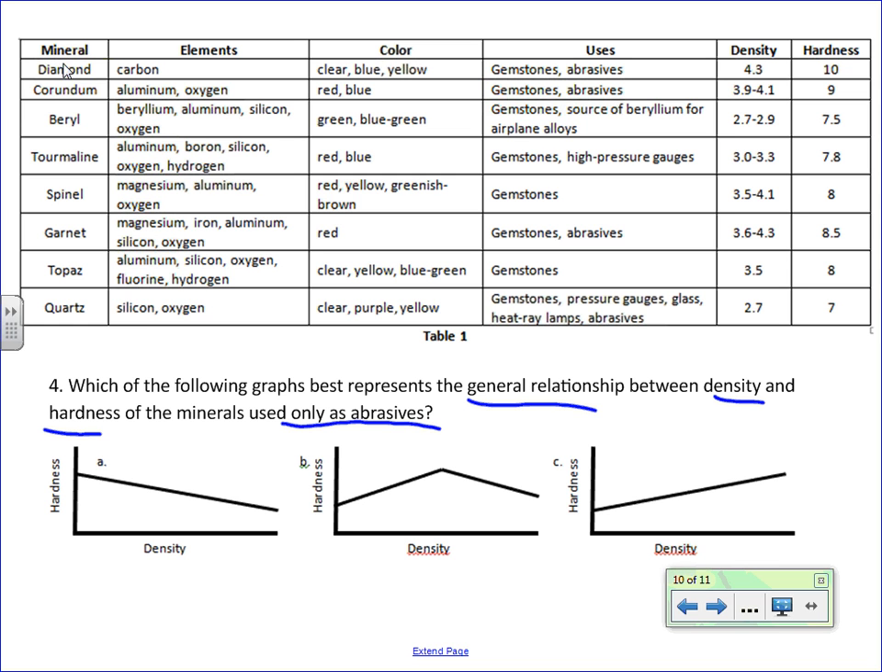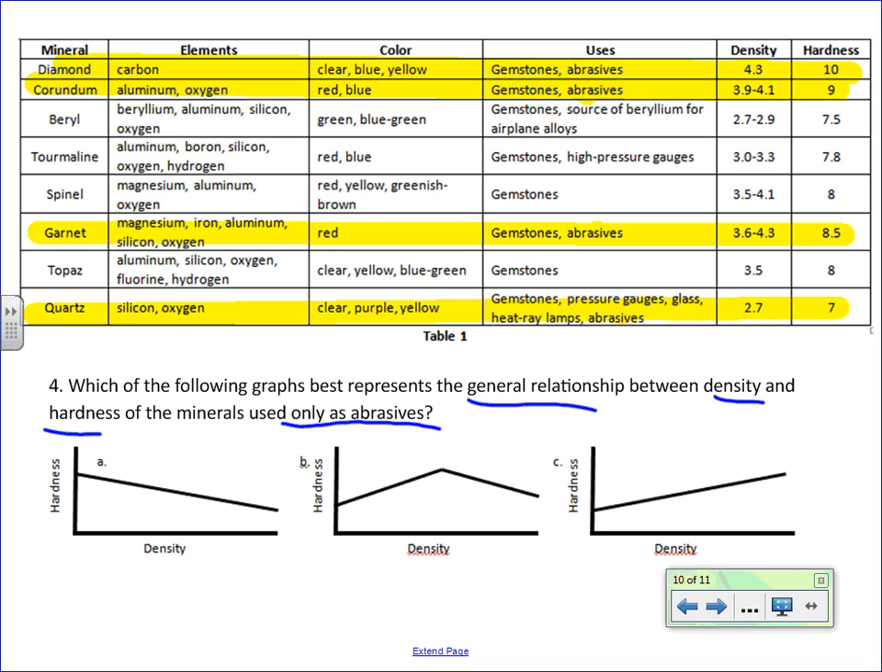That means this one's an abrasive, that one's an abrasive, so we're going to highlight this row. And there's one more. This one. And this one. Computer-generated straight lines. Nice work. Okay, so now we only care about these four.